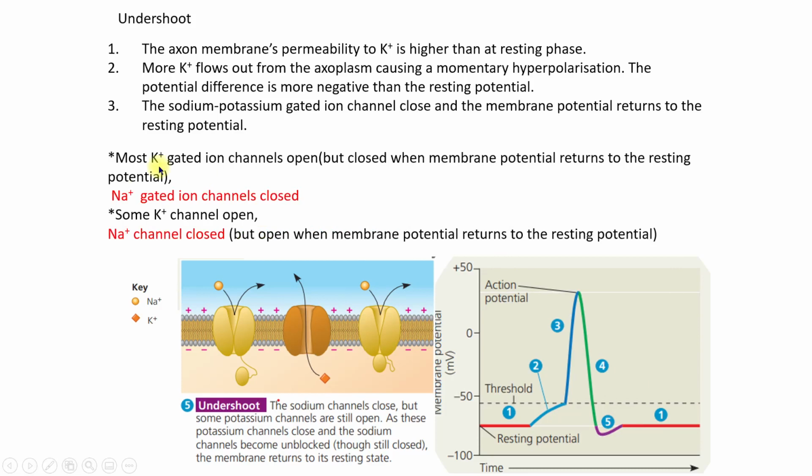Summary: most potassium ion gated channels are open in the undershoot, but close when the membrane potential returns to the resting potential. The same goes for the sodium ion channel, which is closed but opens when the membrane potential returns to the resting potential. Sodium ion gated channels remain closed and some of the potassium ion channels open.